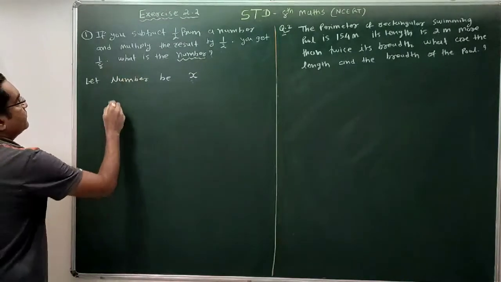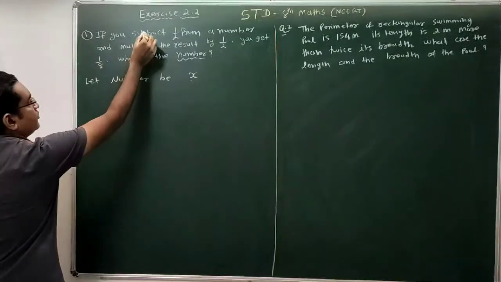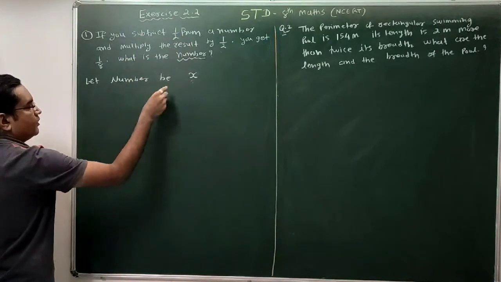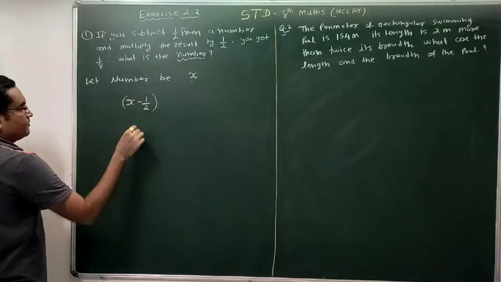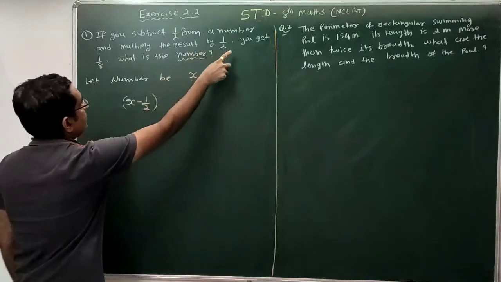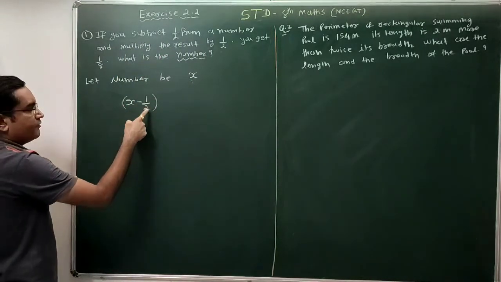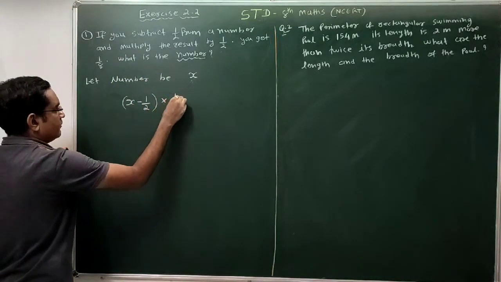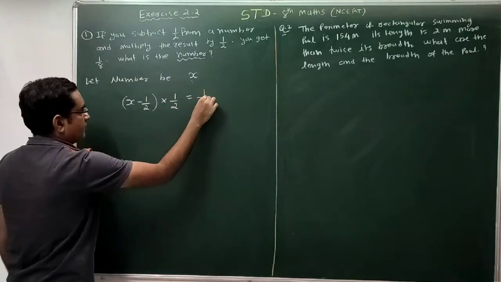Now read the question again. If you subtract 1 by 2 from a number, the number is x, what do you have to do? You have to subtract 1 by 2 from the number. So if we subtract 1 by 2 from a number and multiply the result, this is our result. Subtracting 1 by 2 from the number and multiplying the result with 1 by 2, what are we getting? We are getting 1 by 8.